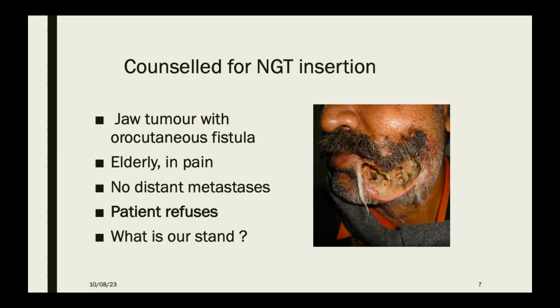Now, the doctor advises NG tube insertion in order to proceed for further treatment. But the patient refuses to take the NG tube. Okay, so NG tube is Ryle's tube. So the patient refuses to take the Ryle's tube. Now, what is going to be our stand in this particular situation? How we generally approach this patient will actually give us a way to take the right decision for this patient and then proceed afterwards.